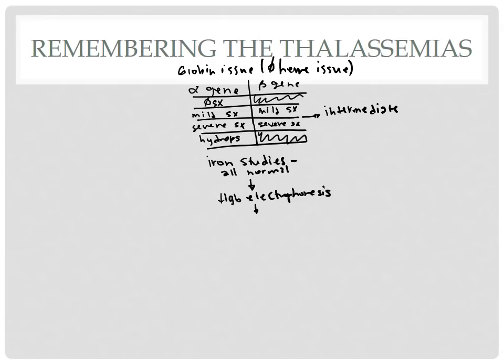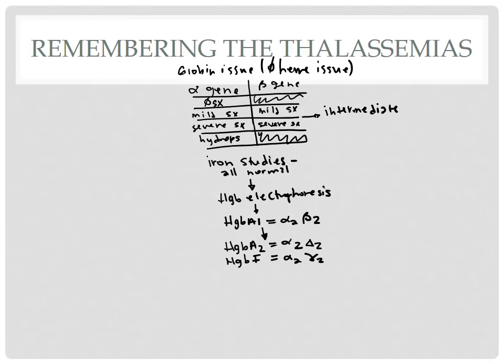Remember for these that normally you have your hemoglobin A or A1, and that is alpha 2 beta 2, two alpha chains and two beta chains. So that should be the majority of your hemoglobin in a normal patient. You also can have the other hemoglobins present: hemoglobin A2, which is alpha 2 delta 2, and you can have your fetal hemoglobin, hemoglobin F, which is alpha 2 gamma 2.